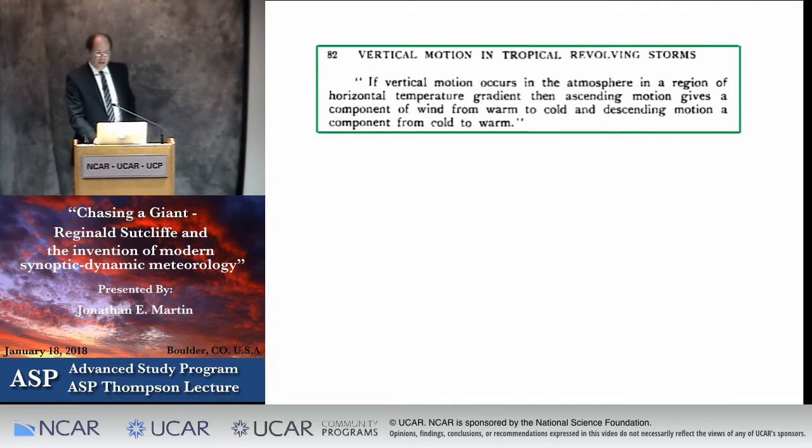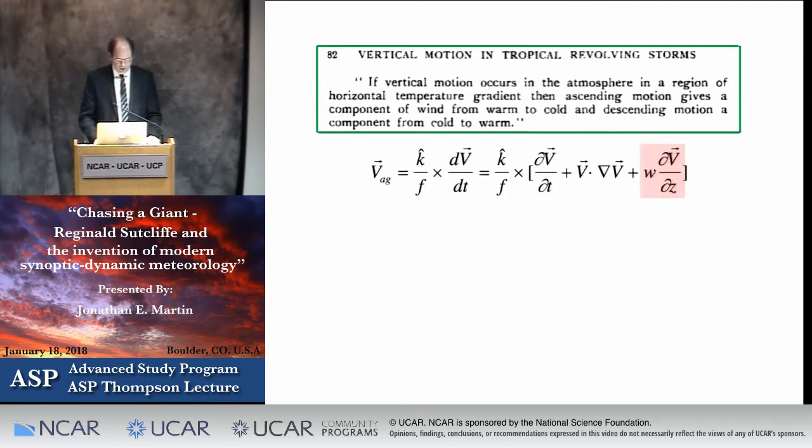So this is really interesting. Here's a statement that could be construed as synoptic gobbledygook, but at the end of this slide you'll see that it's not, so I'll read it for you slowly. If vertical motion occurs in the atmosphere in a region of horizontal temperature gradient, then ascending motion gives a component of wind from warm to cold, and then the converse, and descending motion, a component from cold to warm. It's hard to figure that out by words, and so they set about the analysis, and here's where it started.